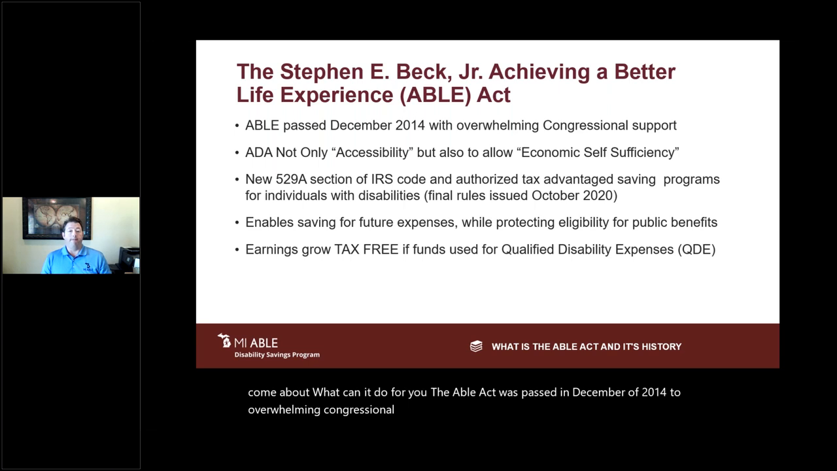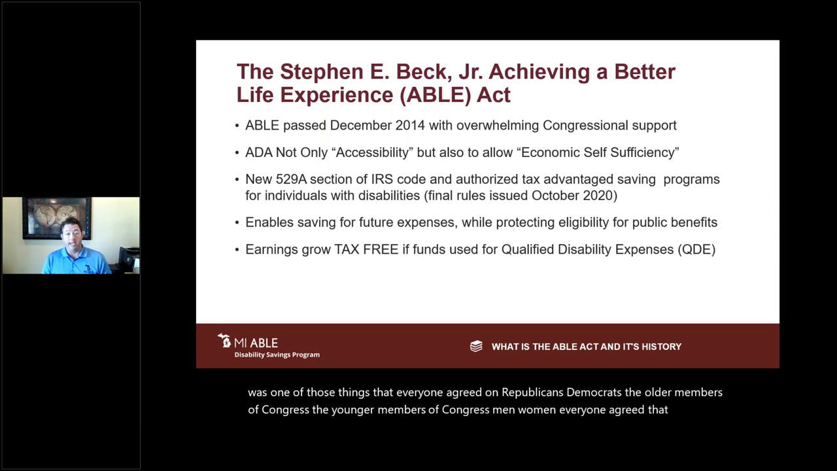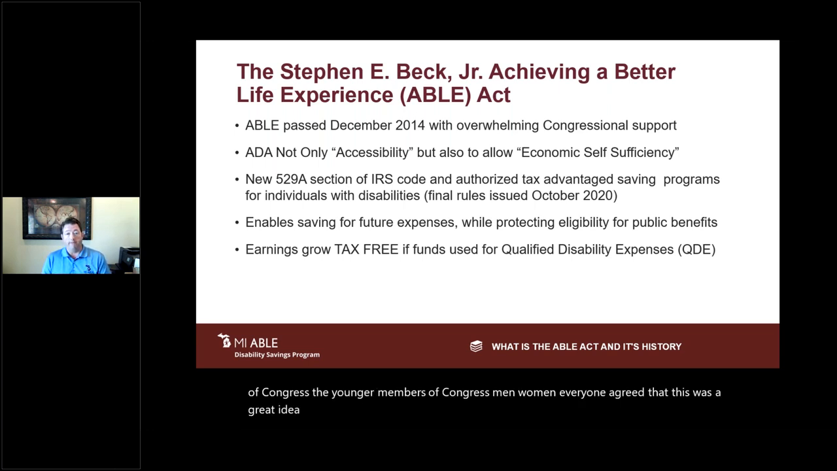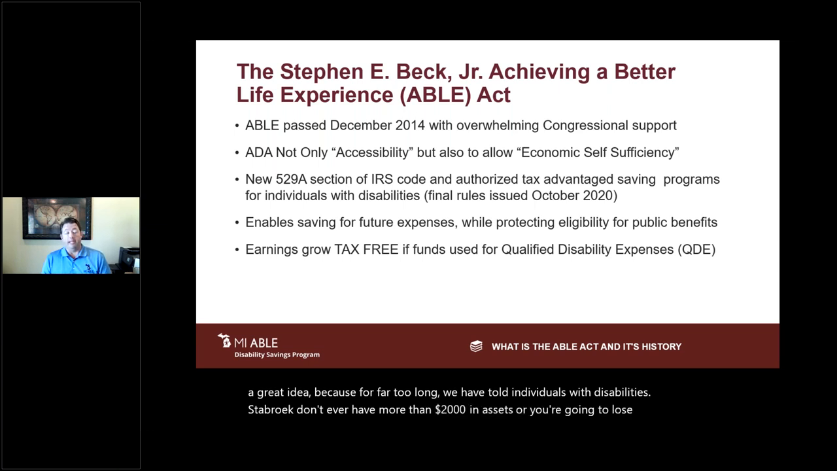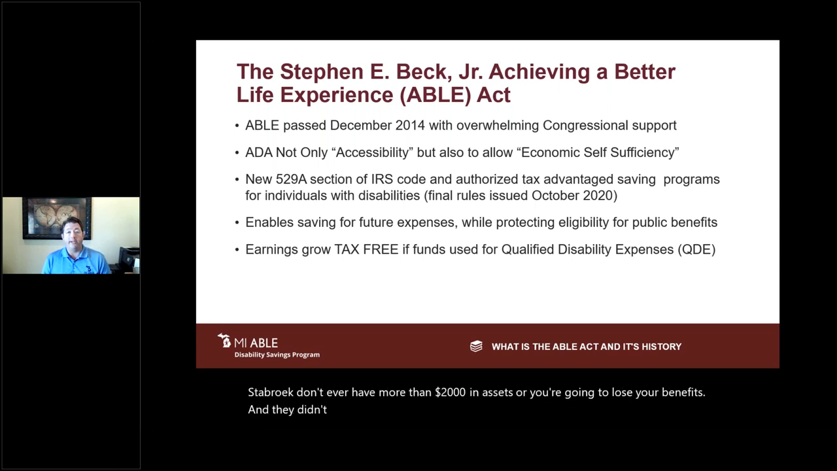And I don't know if any of you follow Congress, but this was one of those things that everyone agreed on. Republicans, Democrats, the older members of Congress, the younger members of Congress, men, women, everyone agreed that this was a great idea, because for far too long, we have told individuals with disabilities, stay broke. Don't ever have more than $2,000 in assets or you're going to lose your benefits. And they didn't have a good way to make modifications to that, so they came around with the ABLE Act.